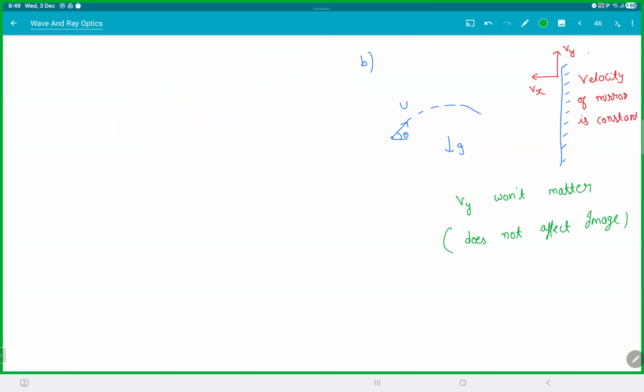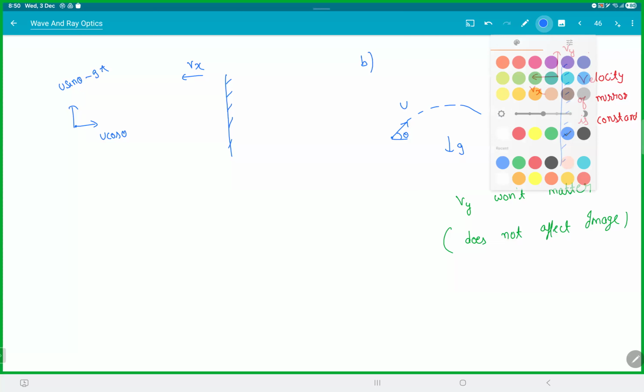Only the mirror's Vx will matter. So that means you can replace the problem with Vx. At any point while this particle is flying, what is the velocity? U cos theta horizontally, and vertically U sin theta minus gt. Stop the mirror. Take the observer and put him on the mirror.